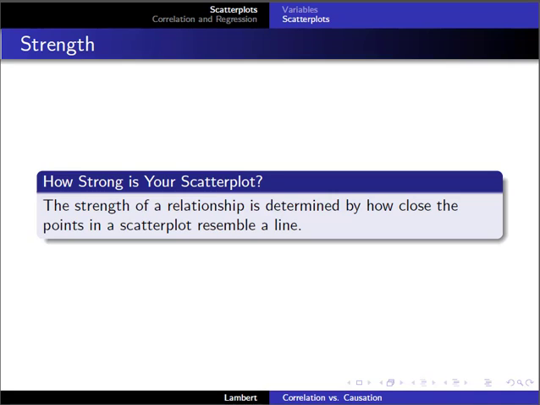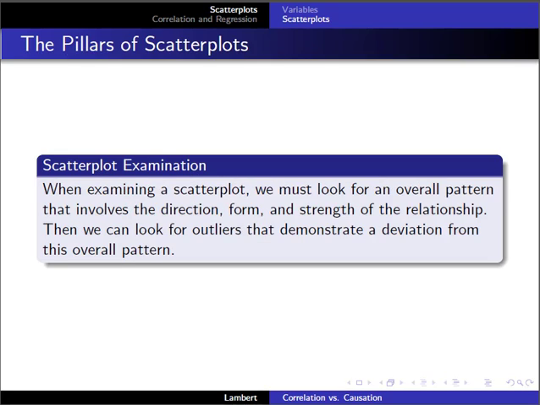So basically, when we're talking how strong is our scatter plot, we're talking about how closely it resembles a line. This strength notion will change if we're not talking about linear relationships too. But just keep in mind, for us, we're keeping things simple, dealing with lines for right now. So when examining the scatter plots, what we're looking for is an overall pattern that involves the direction, form, and strength. Okay, so direction, form, strength are the main three components. So in terms of the form and strength, we're keeping those in terms of linear relationships here. And from there, we can look for outliers and deviations from that pattern.